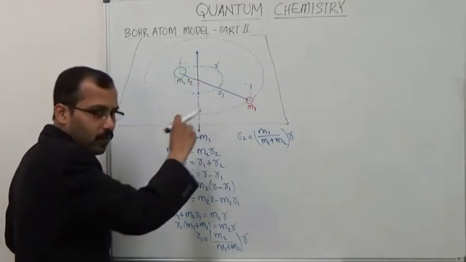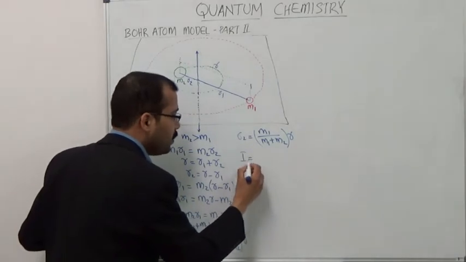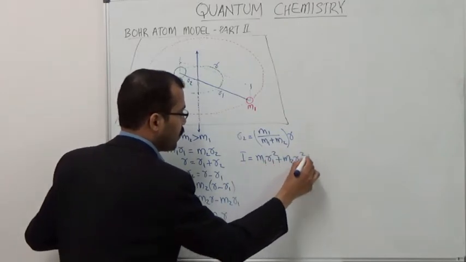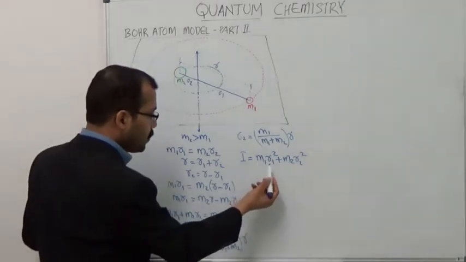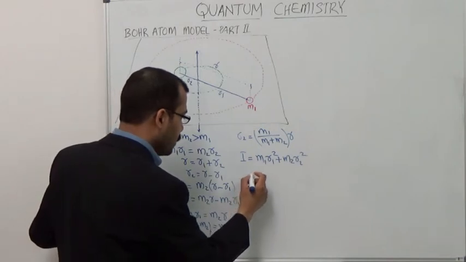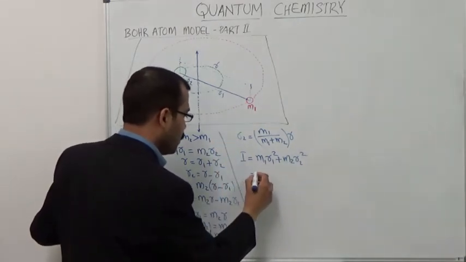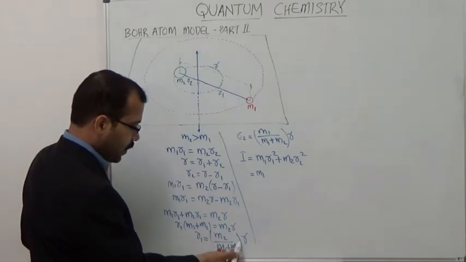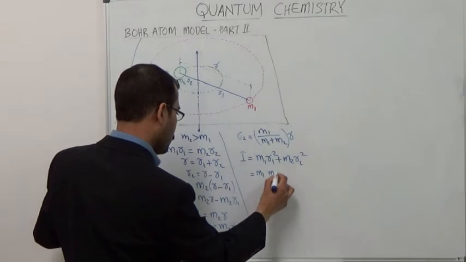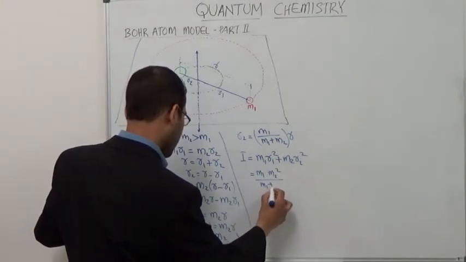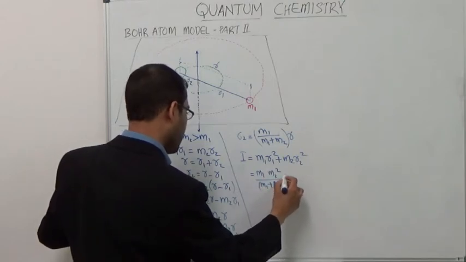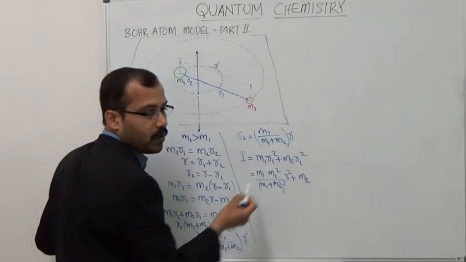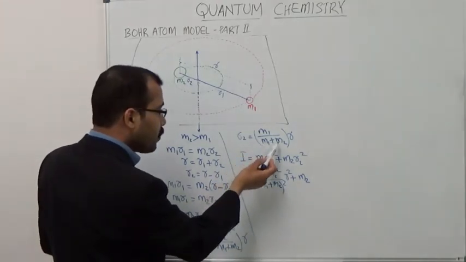Since these two bodies are rotating, the moment of inertia of the system I is equal to m1 r1 square plus m2 r2 square. Let us substitute the value of r1 and r2 in this equation. I is equal to m1 r1 square. r1 is m2 divided by m1 plus m2 times r. So m2 square divided by m1 plus m2 the whole square times r square plus m2 times r2 square. r2 is m1 divided by m1 plus m2 times r.